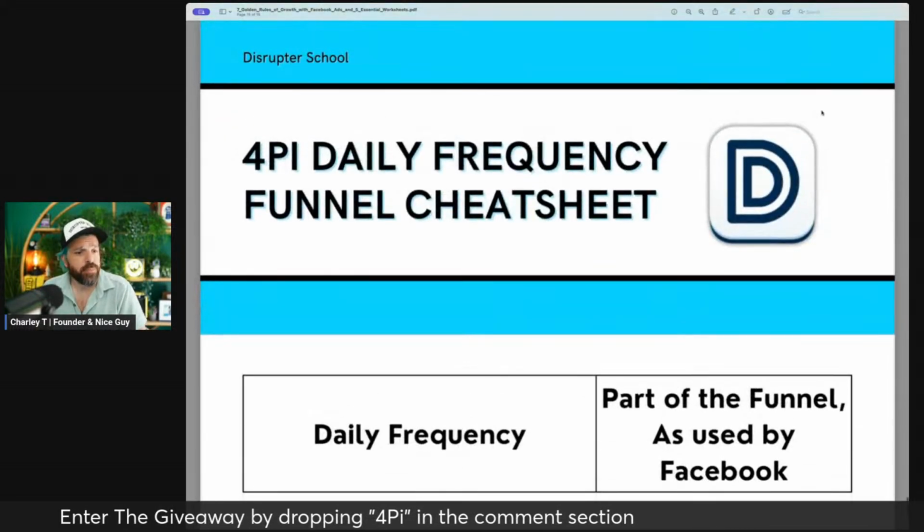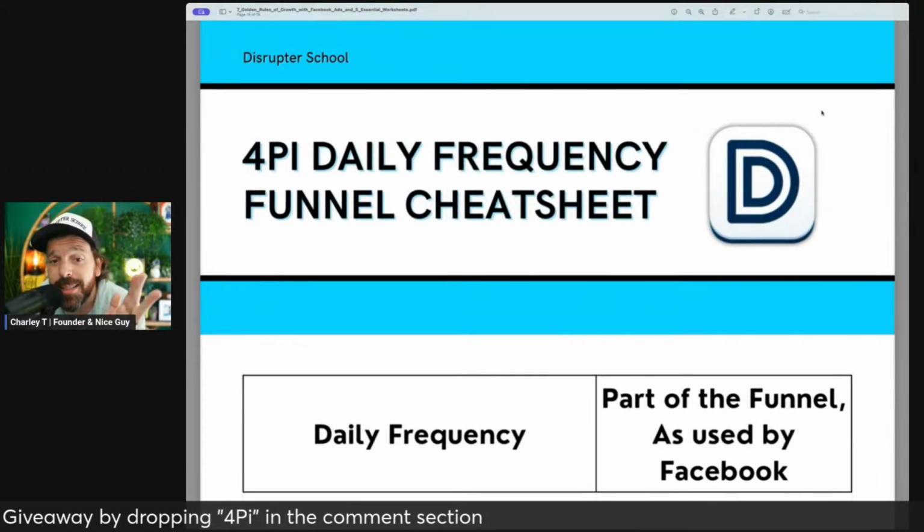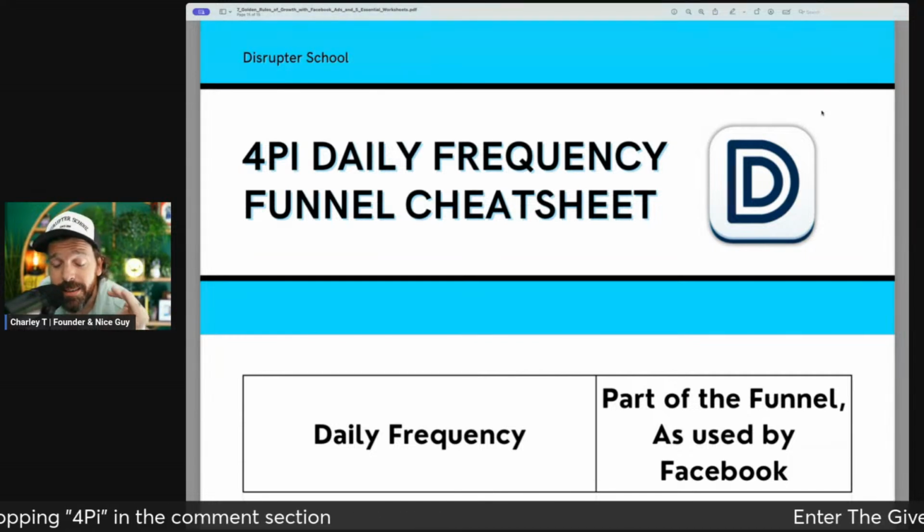Okay, cool. So this is a 4PI daily frequency funnel analysis cheat sheet.